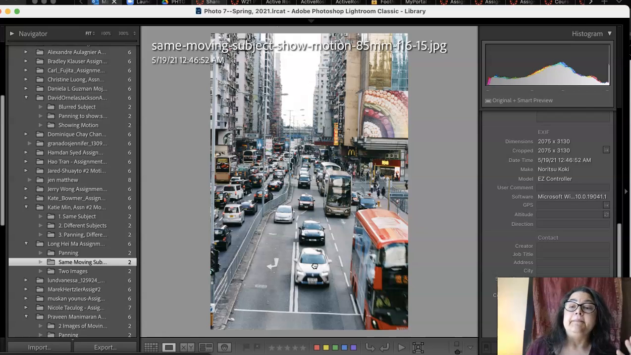I'm not sure that this situation would be the best one for that, and I don't know exactly where you were. Maybe, it looks as if you're on an overpass, but perhaps a different situation where subjects are moving more quickly, and so you don't have to rely on such a slow shutter speed to show motion.